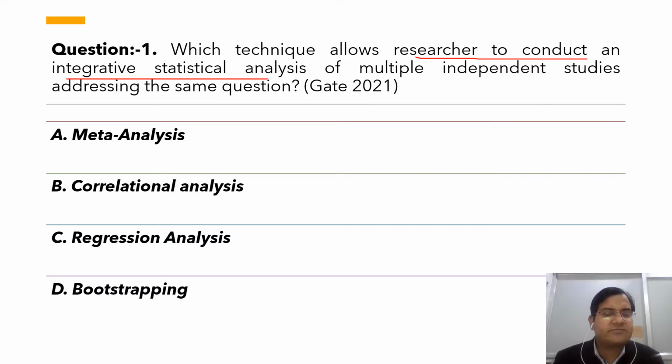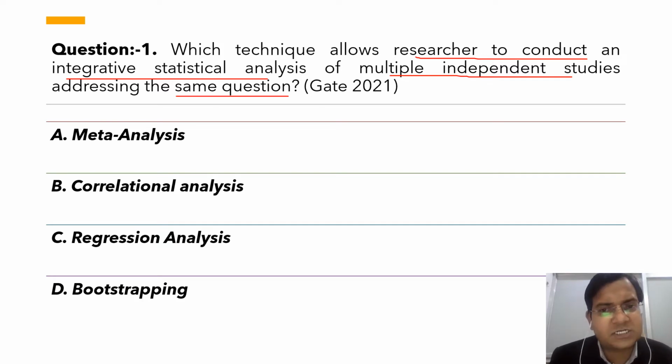So in this case, we just integrate the already analysis results. And multiple independent studies, obviously there are multiple independent studies, but they address the same question. If we integrate already published research articles or already published researches, or we integrate these independent researches through our integrated statistical analysis, it means we are using meta-analysis. The right answer for this question is meta-analysis. Why is only meta-analysis the right answer?